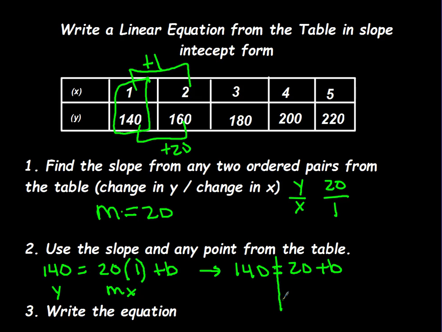So now when I solve this, it's really just a one-step equation, and I'm getting b by itself, so I've got to subtract 20 because that's a positive 20, and I'm going to use my inverse operations. So now 140 minus 20, you have 120. That zeroes out, equals b. So now I know my y-intercept is going to be 120. So when I write my equation, I can say y equals 20x plus 120. And I had just solved for the y-intercept, and that is how you actually write a linear equation from a table in slope-intercept form.